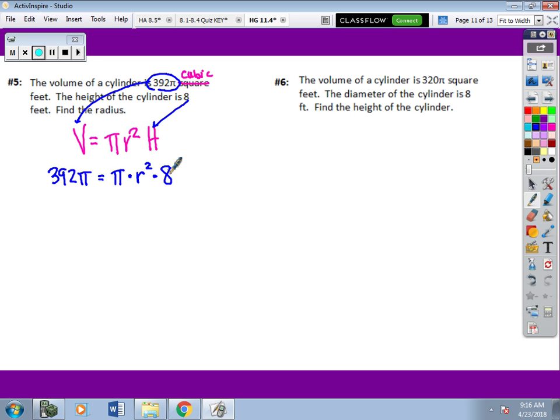And now what would we have to do to solve this using our algebra skills? Marquise? Good, I see multiplication. The inverse is to divide. You're going to divide by 8 and pi at the same time. You could do it in 2 separate steps, but it's a lot easier. The pi's will just cancel each other out over here. And so we'll divide 392 by 8, and we'll get 49.